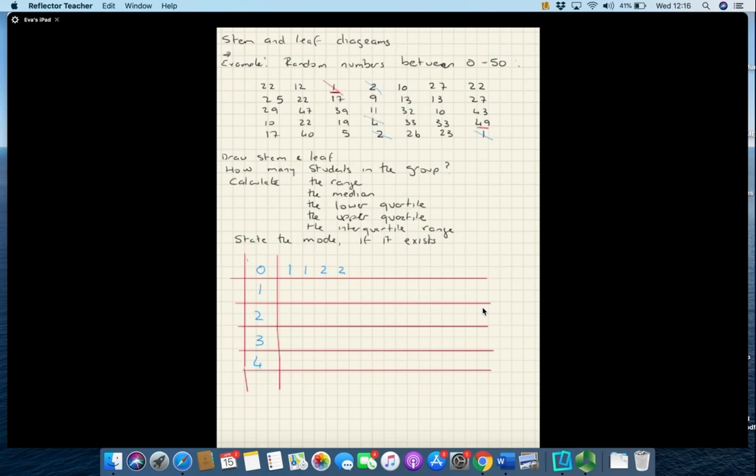Number 4, number 5, and number 9. So one idea to do your stem and leaf, if you're doing it all in one go, is to leave fairly large gaps between the numbers so you can fill in ones in between if you have to. Okay, so that's my single numbers. Now let's go for the ones.